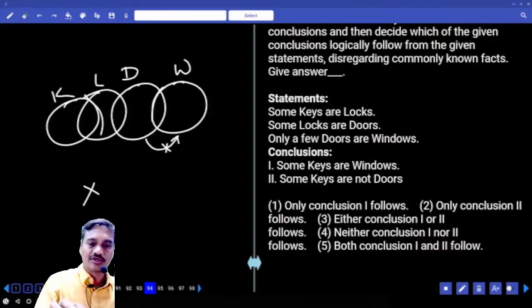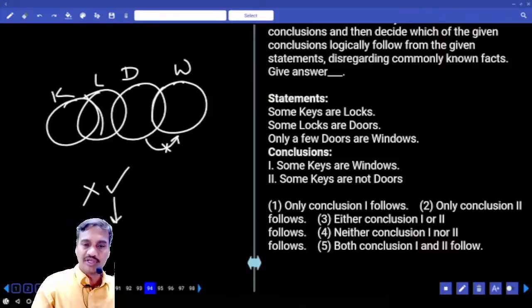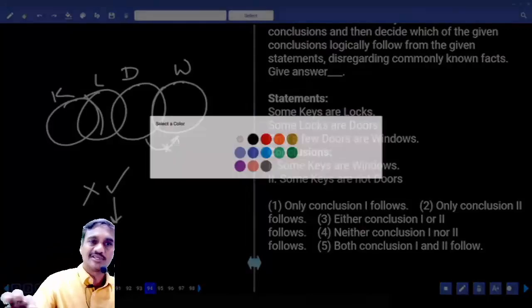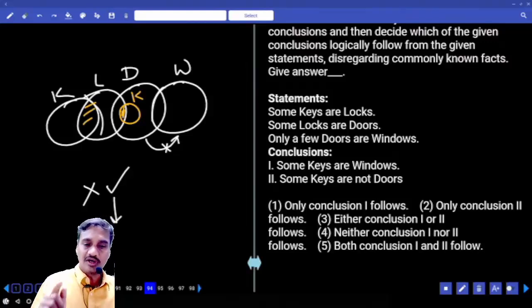Some keys are not doors, and as of now, no key is a door. Some keys are not doors is also true. Now it is a negative conclusion. To make this one false, I need to prove all keys are doors. These are the keys which are doors. Now key and lock should be intersected. Now I am intersecting this one. Hence all keys are doors is true, and some keys are not doors will become false.